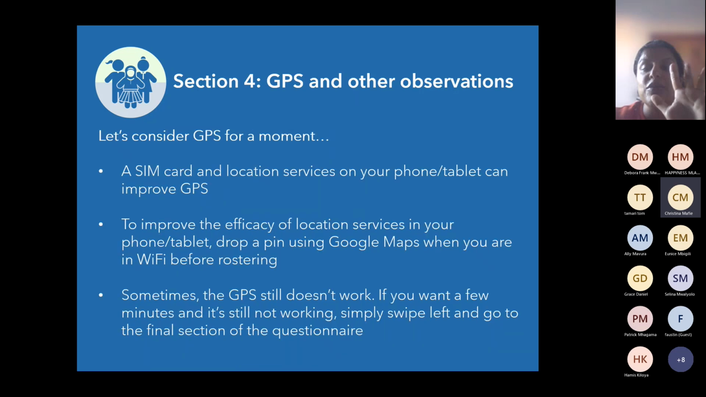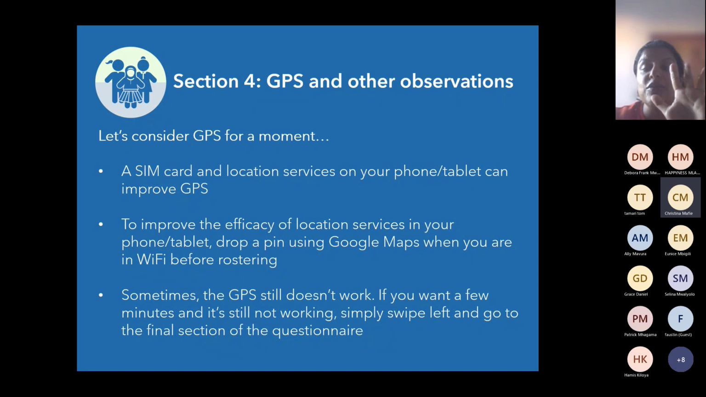So let's consider GPS for a moment, and these are some of the tips I was referring to. First, a SIM card can really help GPS work. Again, that doesn't matter if you're off the electrical grid, because you're not going to get 3G anyway or any kind of connection. But in general, a SIM card can help. Setting up location services on your phone or tablet can really improve a GPS. If you do decide to use phones or tablets, I will give you directions on how to set up the phones.